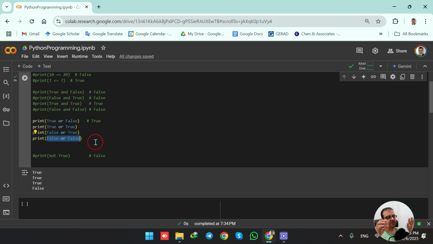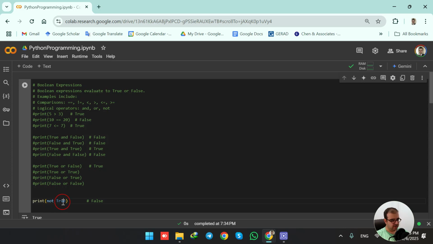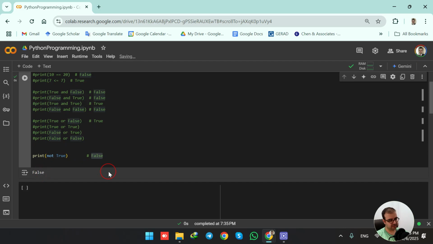Because we are checking to see if we are having at least one true when using the OR operator. So either this or that must be true. If either of them is true, the output is true. But if both of them are false, the output is false. Okay. And finally, we are having the not logical operator. When I'm having true and before true I'm having not, it is going to return the opposite output for me. So the opposite of true is false. So when I run the code, we see false in the output.